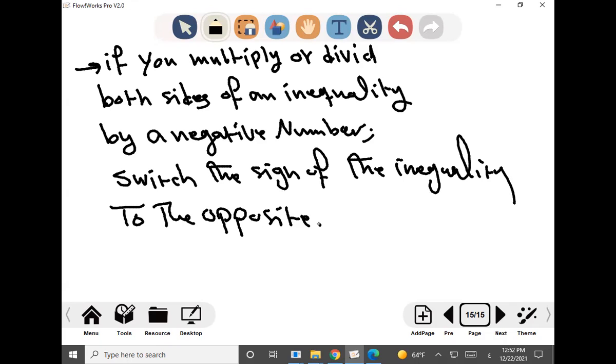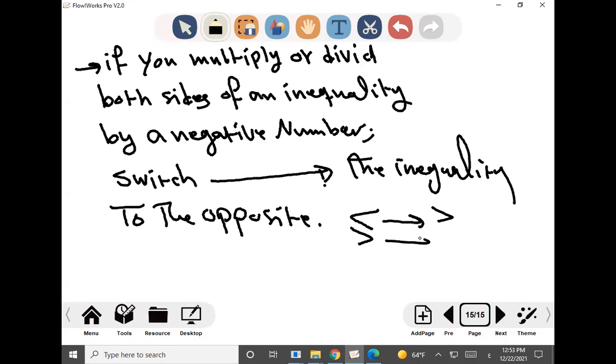Not the sign, a sign can be positive or negative. Switch the inequality to the opposite. Switch the inequality to the opposite. What's the opposite? If it's less than, it will be more than. More than, it will be less than. Less than or equal will be more than or equal. More than or equal, just the opposite.